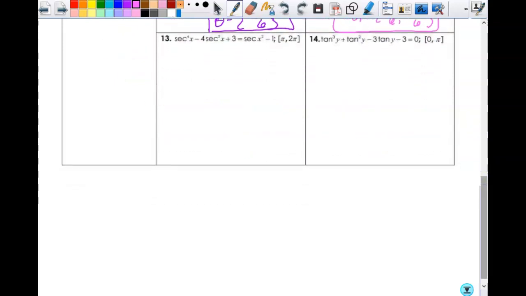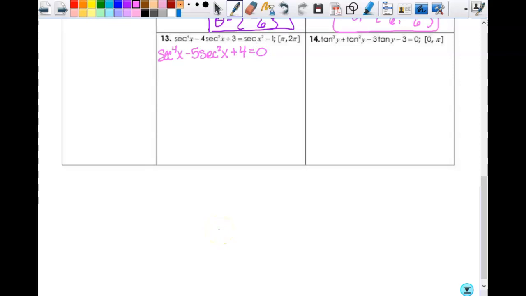So I have secant to the 4th x minus 4 secant squared plus 3 equals secant squared minus 1. All right, so for sure I want to get it all to one side, so I'm going to move everything to the left. So I have secant to the 4th x. Then I've got minus 4 secant squared, but there's 1 right there, so it's actually going to be minus 5 secant squared x, and then plus 4 equals 0.